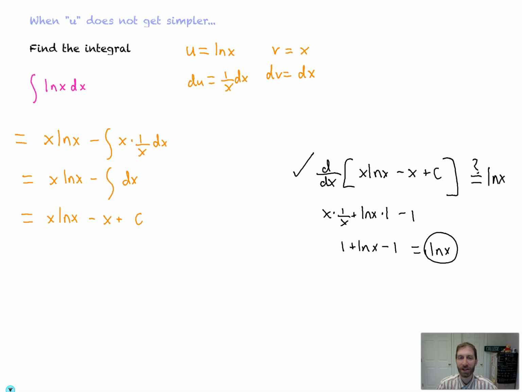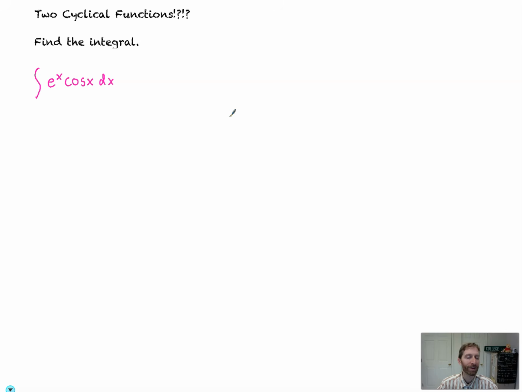All right, on to the next one. That one's just great. The next one, really sweet. Two cyclical functions is what I call this. How do we deal with it? Well, integration by parts. The reason why we're going to use it here is because you've got a product of two functions, neither of which will work well with u substitution. So we're really just kind of up the creek without a paddle unless we think of by parts.